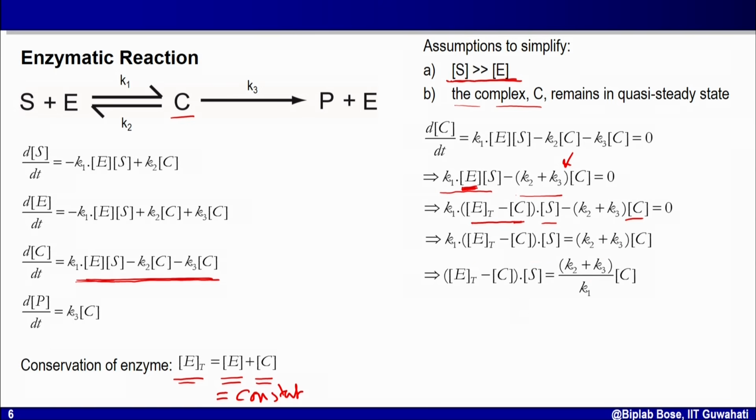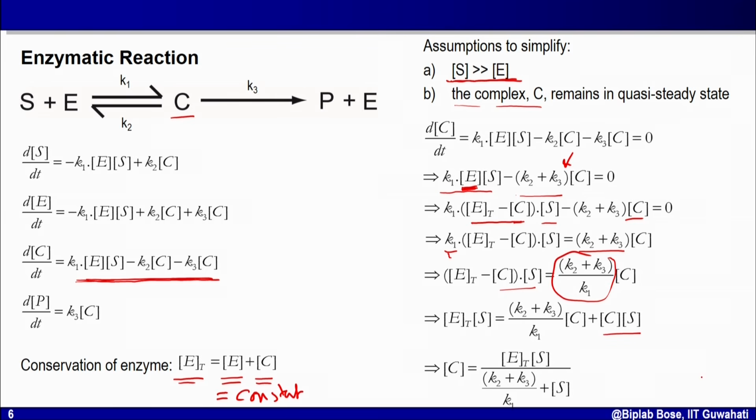Then I can rewrite this whole thing like this, taking the K1 on the other side here. So I get (K2 plus K3) divided by K1. So this whole thing is a constant. These are all a combination of 3 constants. Then I can write, multiply S inside this bracket. So I get ET S minus C S. I take C S on the other side, on the right hand side. So I get ET S equal to (K2 plus K3) by K1 into C plus C S.